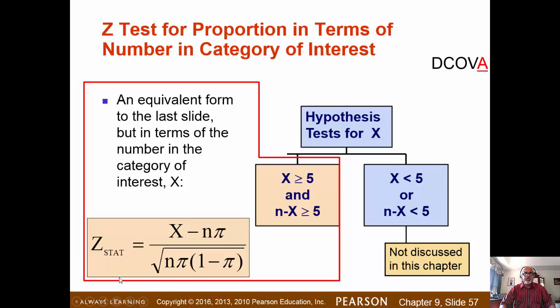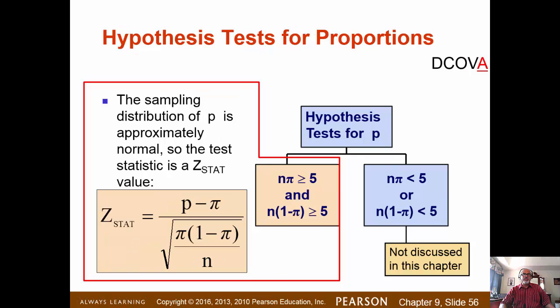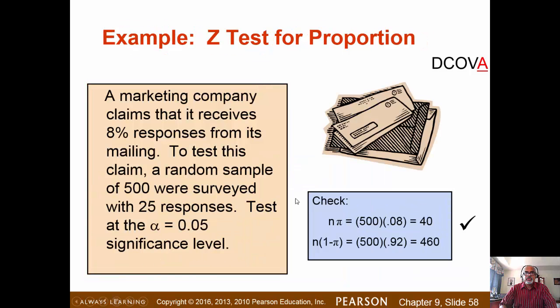Now this is an equivalent form of the z stat that we saw in the previous slide, but we will stick with this formula. So here is an example. Suppose we have a marketing company that claims that it receives 8% responses from its mailing. To test this claim, a random sample of 500 surveys were sent out with 25 responses coming back. Does that mean that the marketing company's claim that it receives 8% response is true?